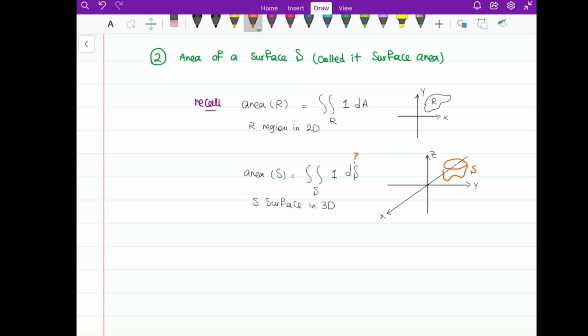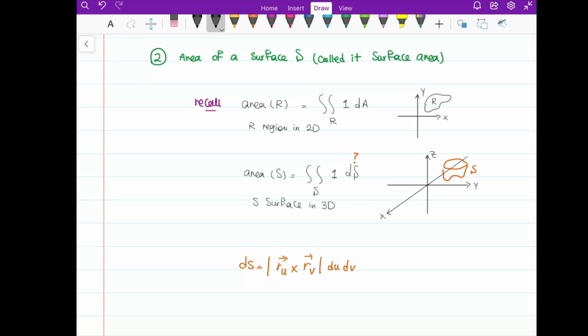We're going to derive dS when we talk about surface integrals later on, but for now dS is the length of the partial derivative of our parametric equation of the surface, r with respect to u, cross product with r with respect to v, du dv.